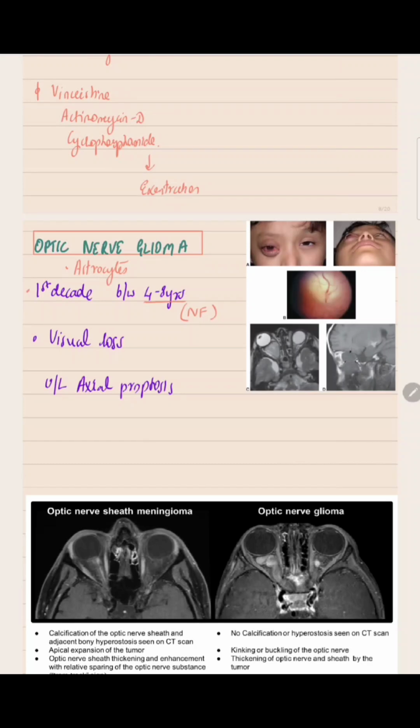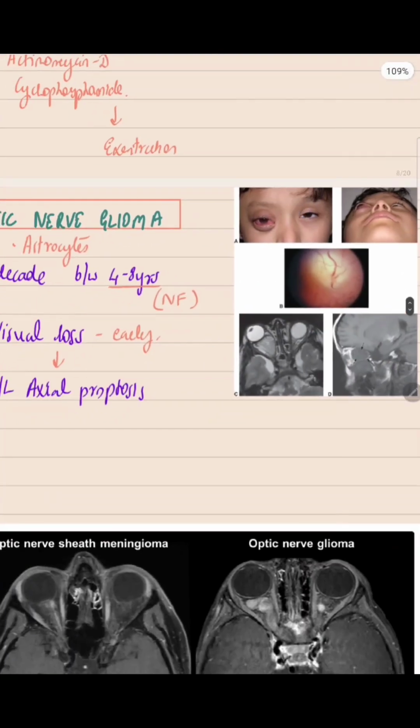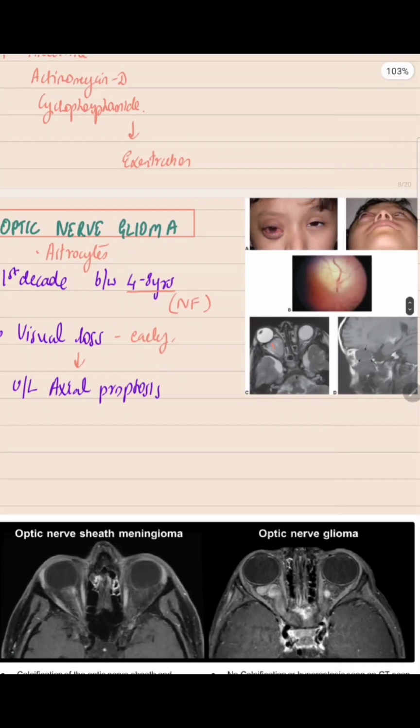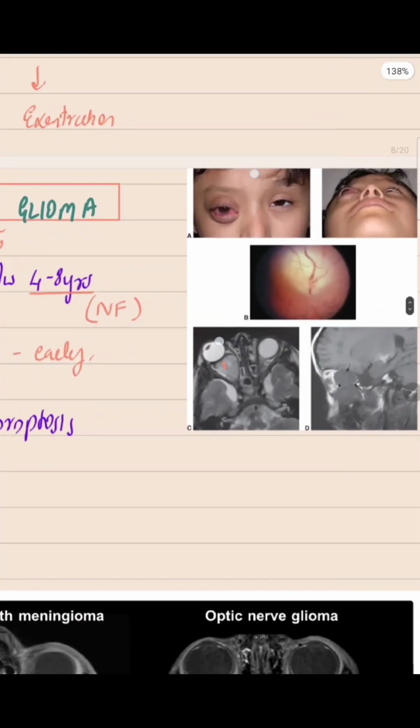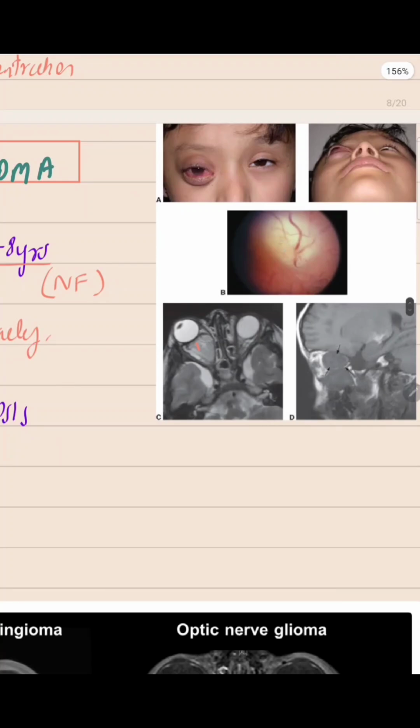Then the patient will have an early loss of vision, associated with a gradual painless unilateral axial proptosis. Here you can see it is unilateral. Since it is situated behind the eye, the optic nerve is involved, so there is axial proptosis. Fundus examination may show, because of the compression, optic atrophy or papilledema depending upon the duration, and venous engorgement can be seen.